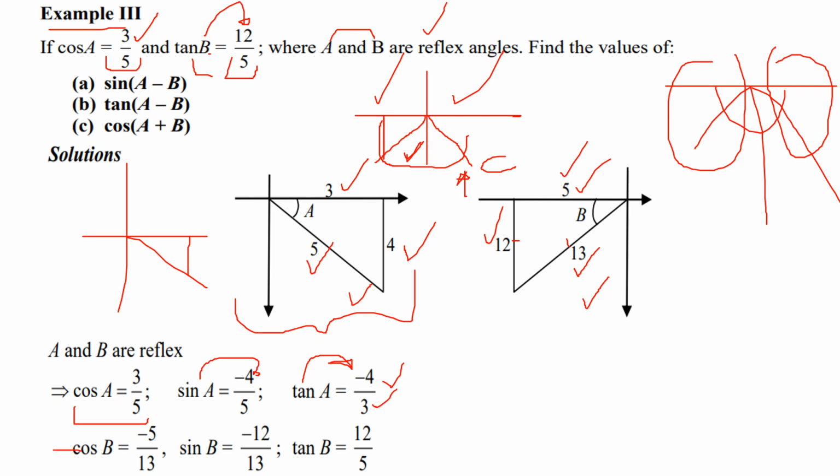Now for angle B, in the third quadrant, only tan is positive. That means that the other trig functions are going to carry a negative. That's why cos B, we are going to say, is negative 5 divided by 13. Sin B is going to be negative 12 divided by 13. And tan B is going to be 12 divided by 5.